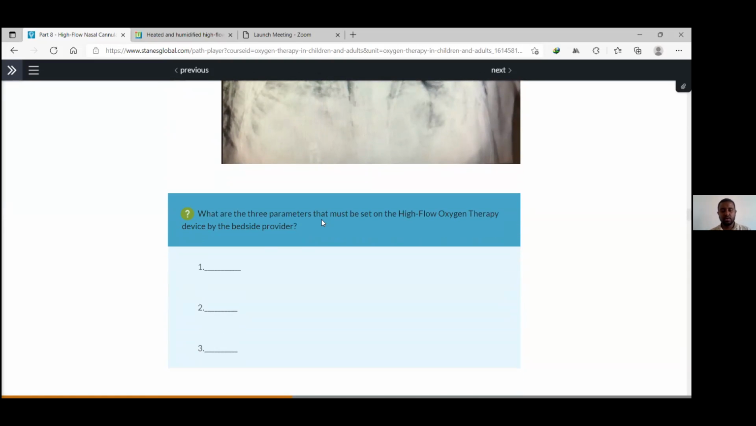So we have another question. I want you to mention 3 parameters that we set on a high flow oxygen therapy device, and I want you to list them in the chat box. So 3 parameters we set on a high flow oxygen therapy device.